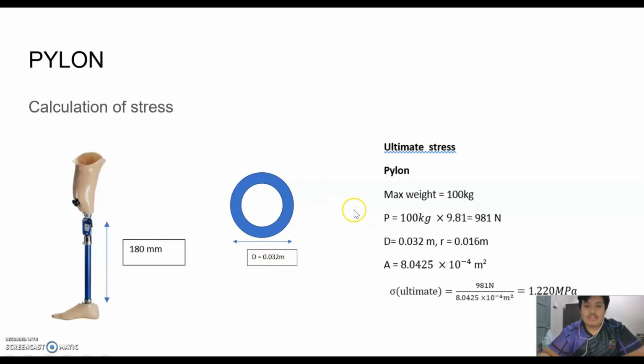From this, we can get the cross-sectional area equal to 8.0425 times 10 to the power of negative 4 meter square. For the pylon, the max weight that it can hold that we chose is 100 kilogram, so we change it into force. The ultimate stress we can get by using the formula force over cross-sectional area. So with the force over the cross-sectional area, we get 1.220 megapascal.